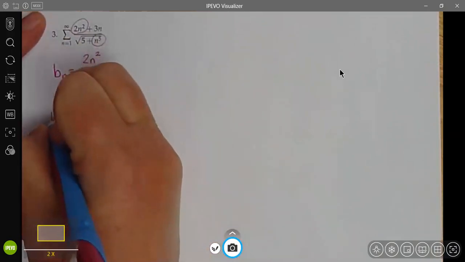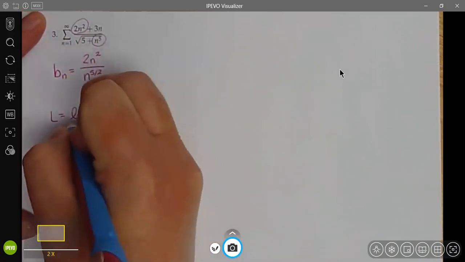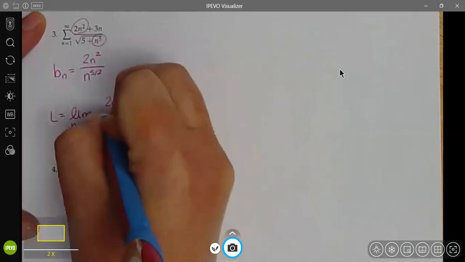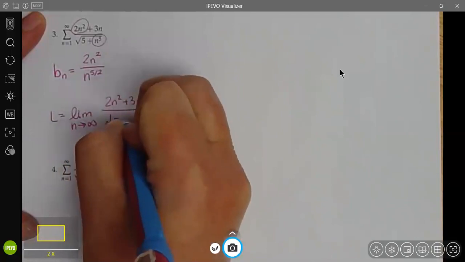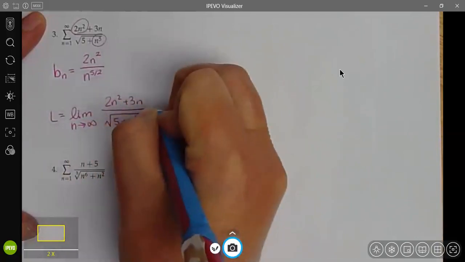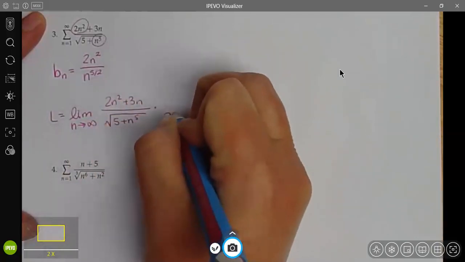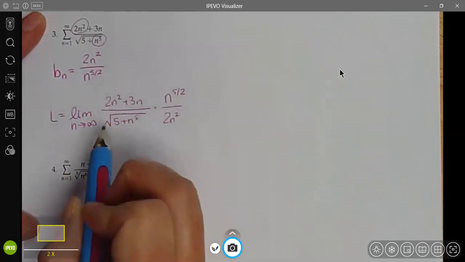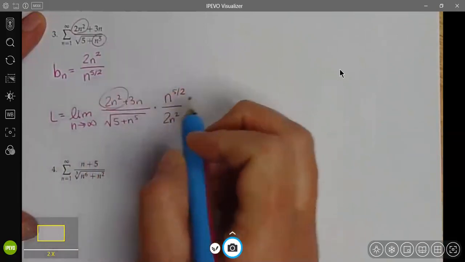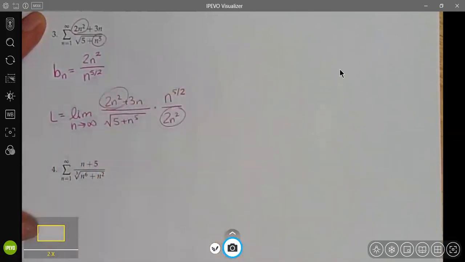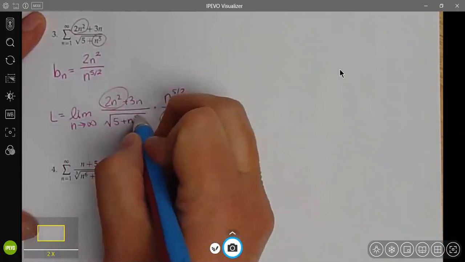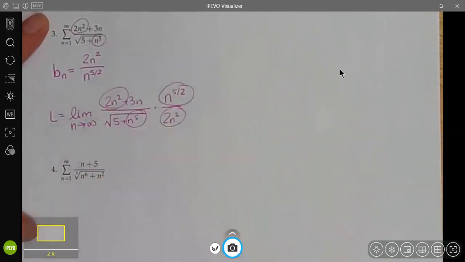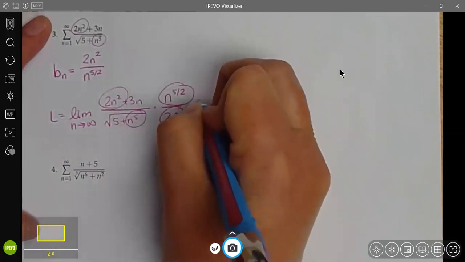Okay, so my L is going to be my limit as n goes to infinity of 2n squared plus 3n over the square root of 5 plus n to the fifth, times, I'll put my 2n squared in the denominator and my n to the 5 halves in the numerator. So my leading term on this piece is that 2n squared, which will cancel with this one. My leading term in the denominator of a sub n is this n to the fifth square root, which will cancel with my n to the 5 halves. So this limit is equal to 1.